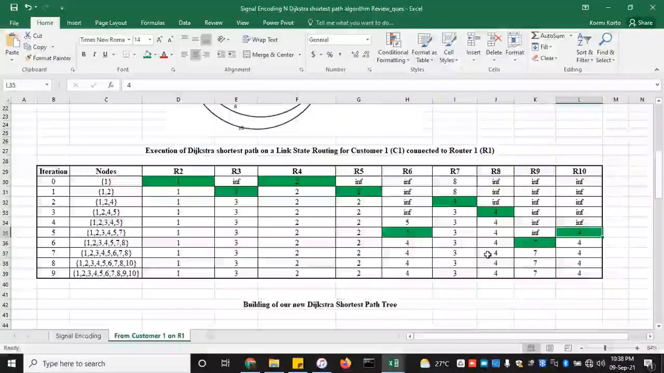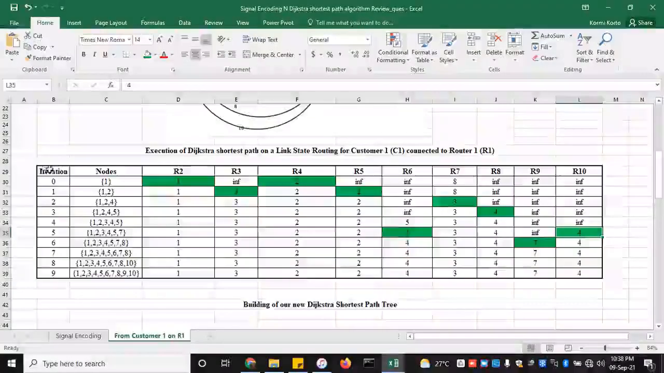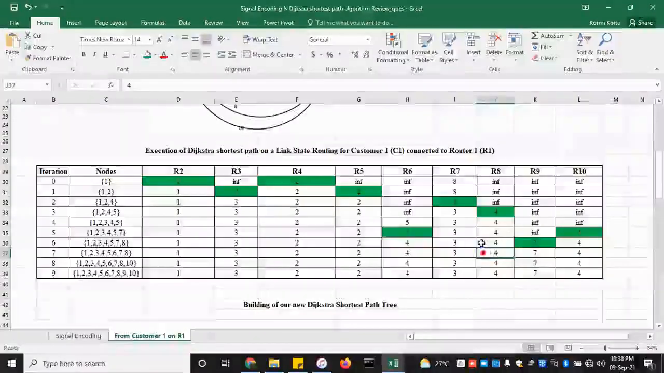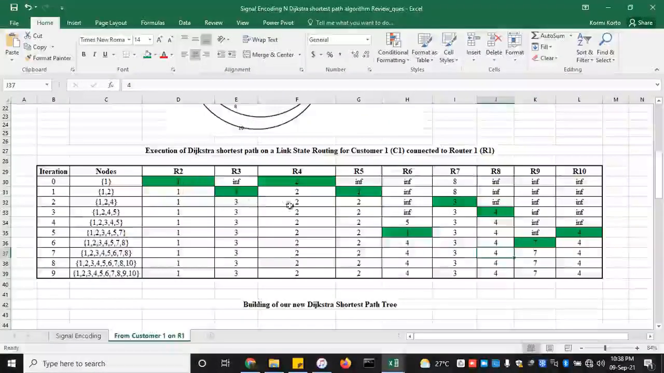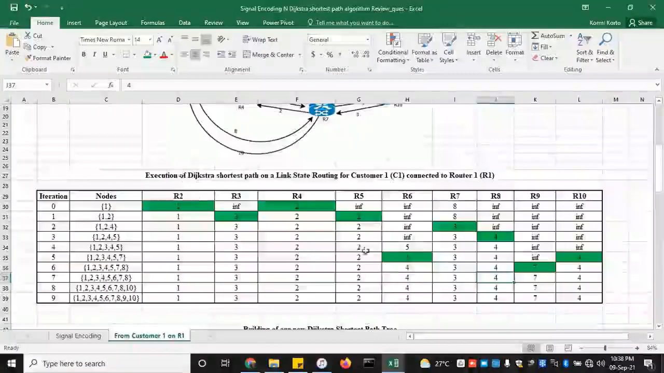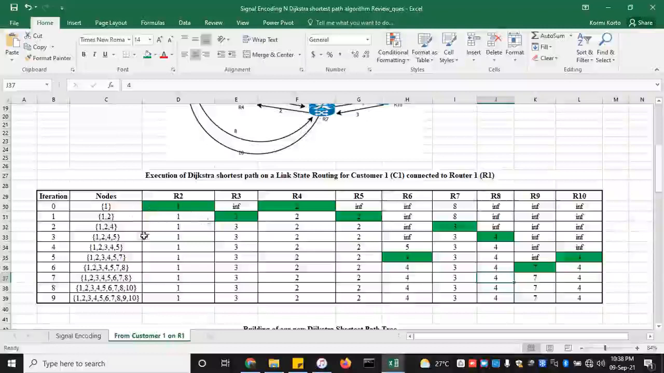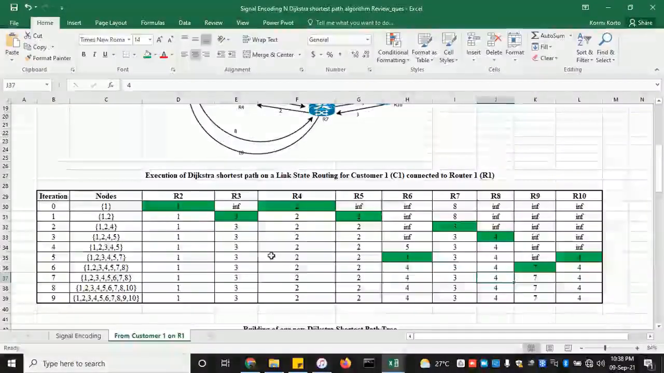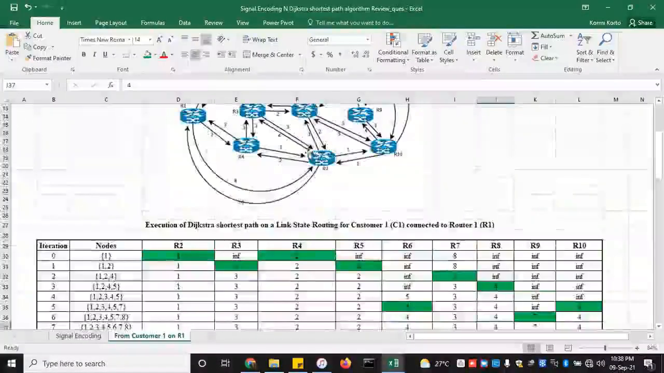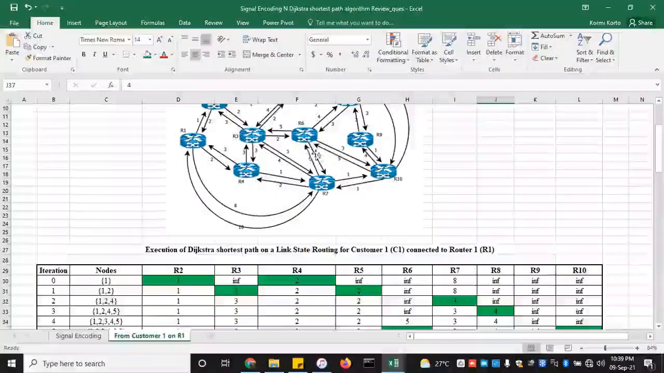We good? So our iteration, our tabulation, is practically all filled up nicely. We identified our least cost, where they start from, which routes, which nodes were involved as well to give us the least cost. Okay? So that will be your execution for the Dijkstra algorithm, for the Dijkstra shortest path. This will be the tabulation of your executed Dijkstra shortest path on this particular link state routing. Okay?